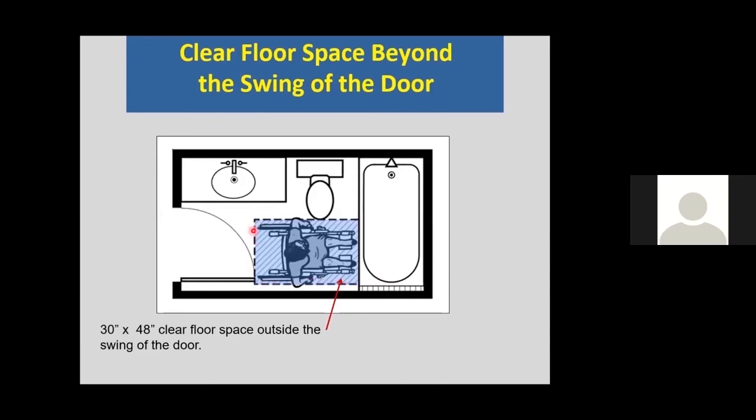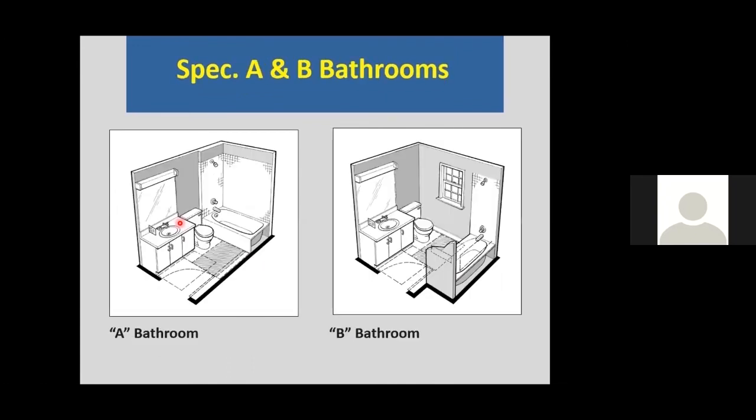So here's our clear floor space beyond the swing of the door. We can get in, close the door behind us. We may not be able to turn around. There are two different bathroom design options for these usable dwelling units: A bathroom and B bathroom. HUD's design manual calls them specification A and specification B. The ANSI standard calls them option A and option B.